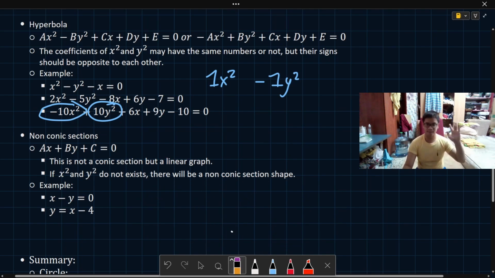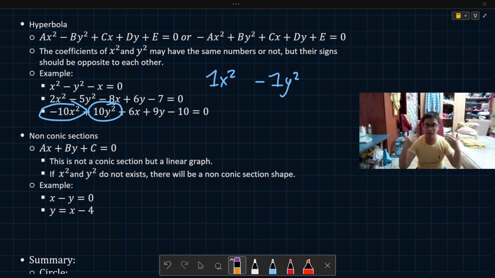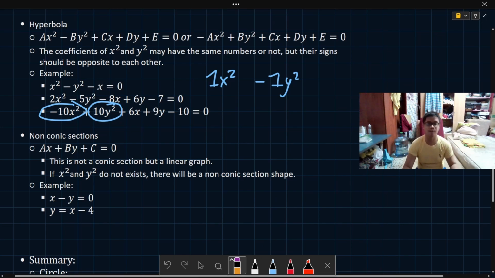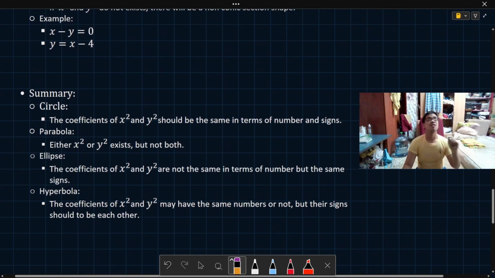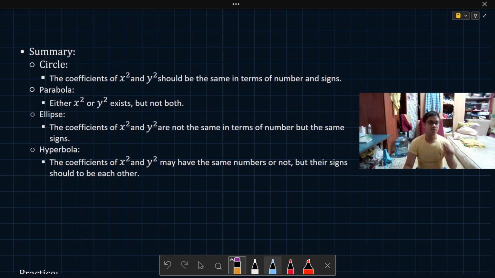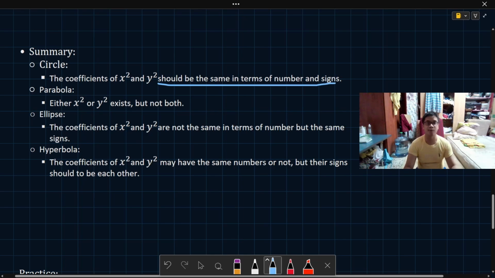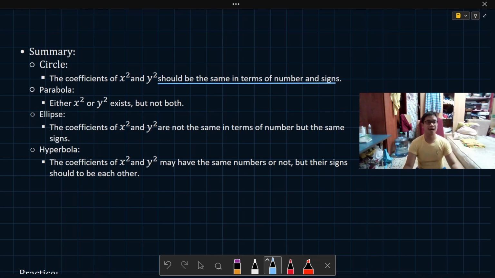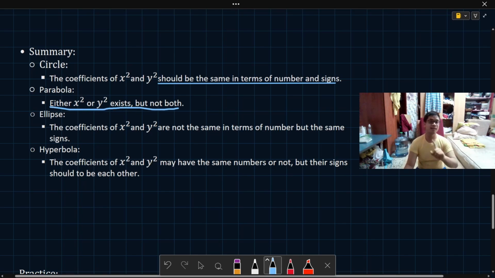So let's have a summary, so that we can have a refresher or recall. For the summary, you will know it's a circle if the coefficients of x squared and y squared are the same in terms of number and signs. Okay? That's for a circle. Parabola, either x squared or y squared exists, but not both. Okay? Only one of them.